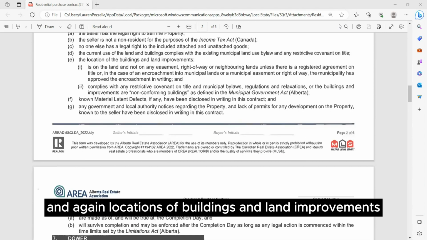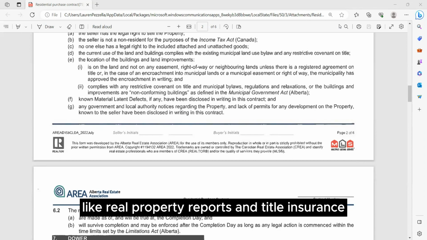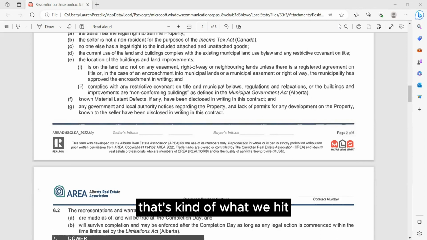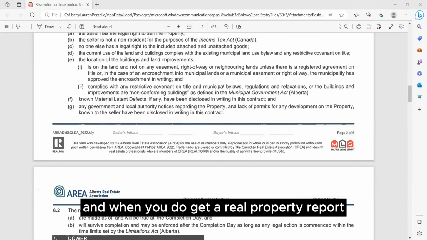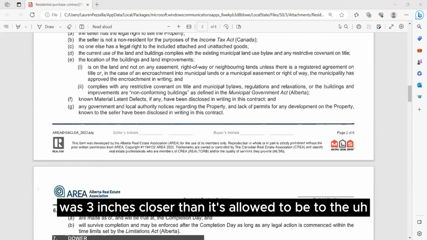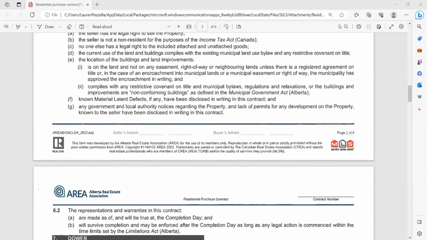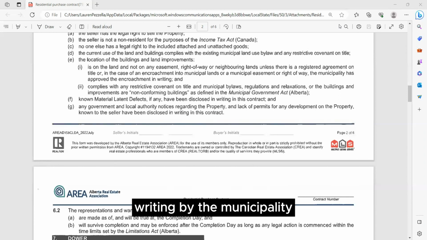And again, the locations of the buildings and land improvements are essentially compliant with municipal bylaws. So we talked about real property reports and title insurance. That's one way that addresses it, that any encroachment has been approved in writing. When you do get a real property report, for example, with compliance, sometimes it'll say, well, it's not complying, but we're fine with it, because although it's 3 inches closer than it's allowed to be to the municipal sidewalk, we're not going to do anything about it. The municipalities will do that quite often. But then it's just acknowledged and agreed to in writing by the municipality.